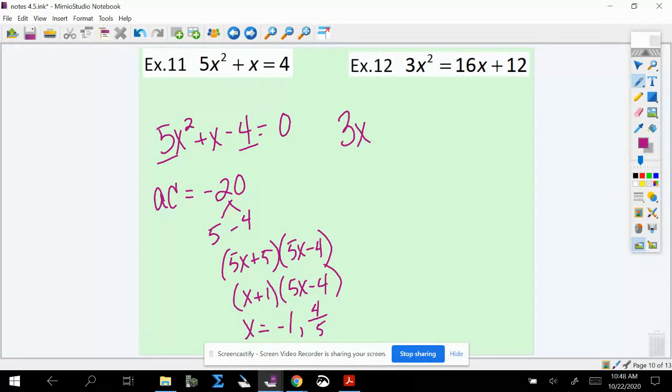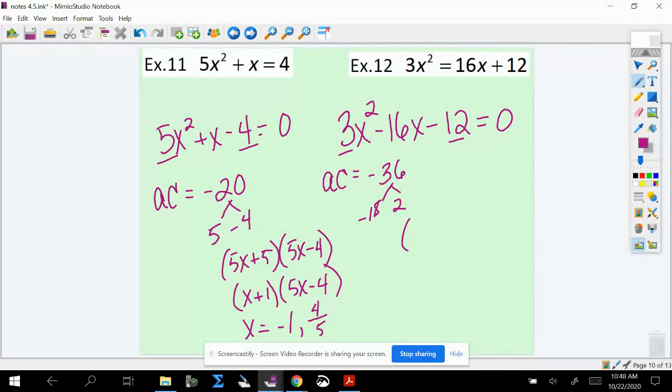I do like my x squared to be first and to be positive, so I'm going to leave that where it is, and I'm going to subtract the 16x, and I'm also going to subtract the 12 to get everything on one side. AC is negative 36 when I multiply 3 and negative 12. So my two numbers that multiply to get negative 36 and add to get negative 16 are negative 18 and 2. So we have 3x minus 18 and 3x plus 2.